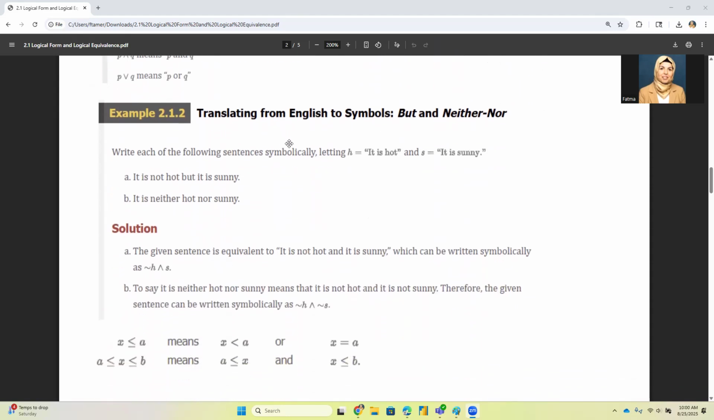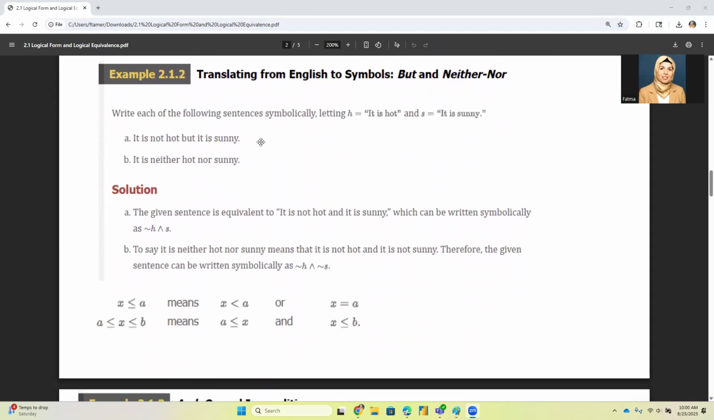We're going to have some questions on the assignments where we translate from English to symbols. So here's an example. We have these two sentences, and here we're going to let H be it is hot, S be it is sunny. So this English sentence, it is not hot, but it is sunny. So it is hot is H. It is not hot is not H. So the first part is not H. But we'll change it to an N. It is sunny is S.